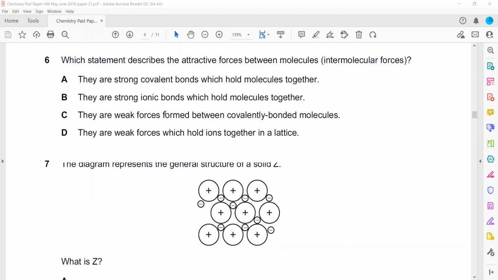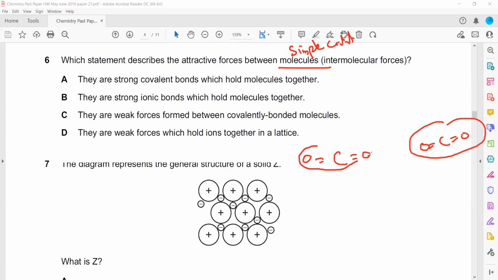In question 6, which statement describes the forces between the molecules? Molecule means whenever they use the term molecule, they're talking about simple covalent. So for example, any simple covalent molecule can be carbon dioxide, it can be nitrogen, any molecule can be there. Like carbon dioxide is CO2, and there's another CO2.